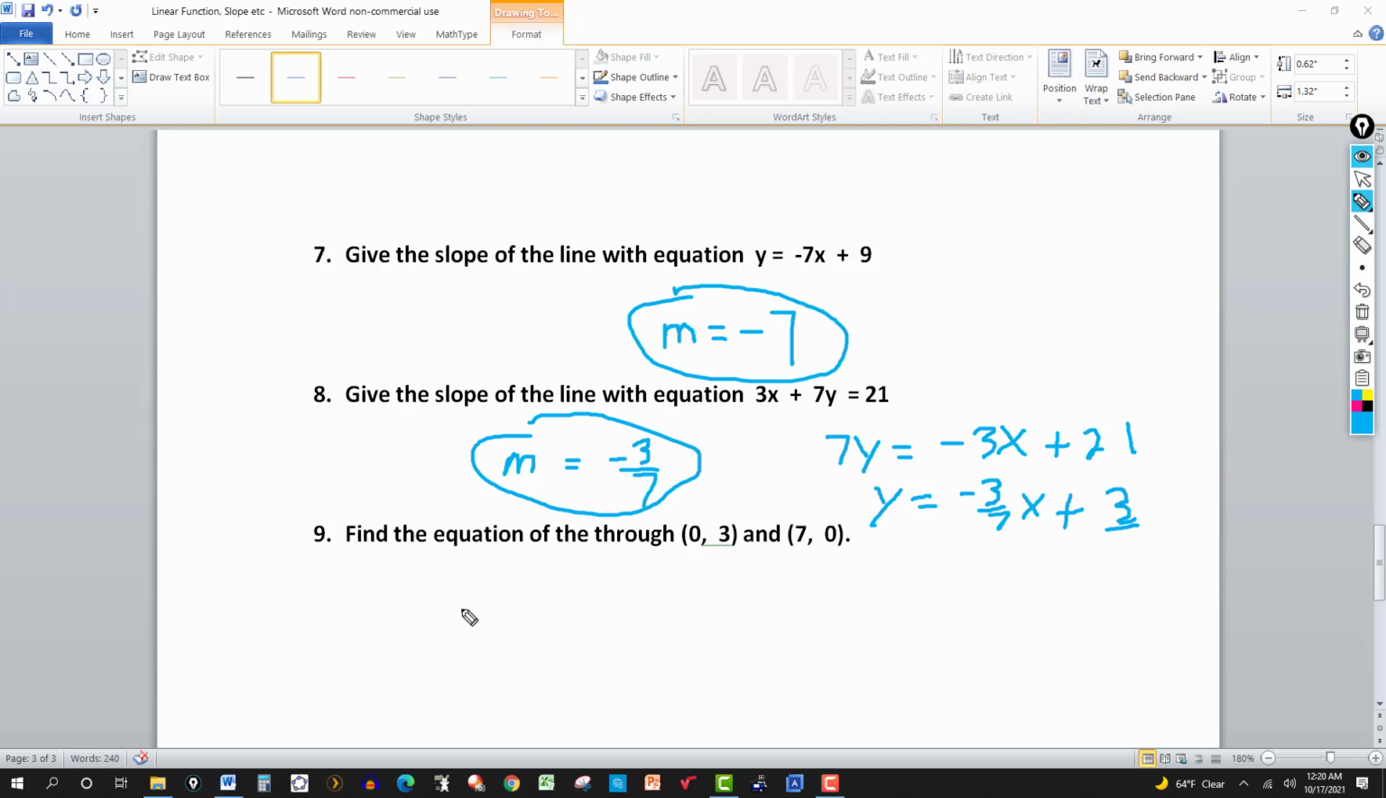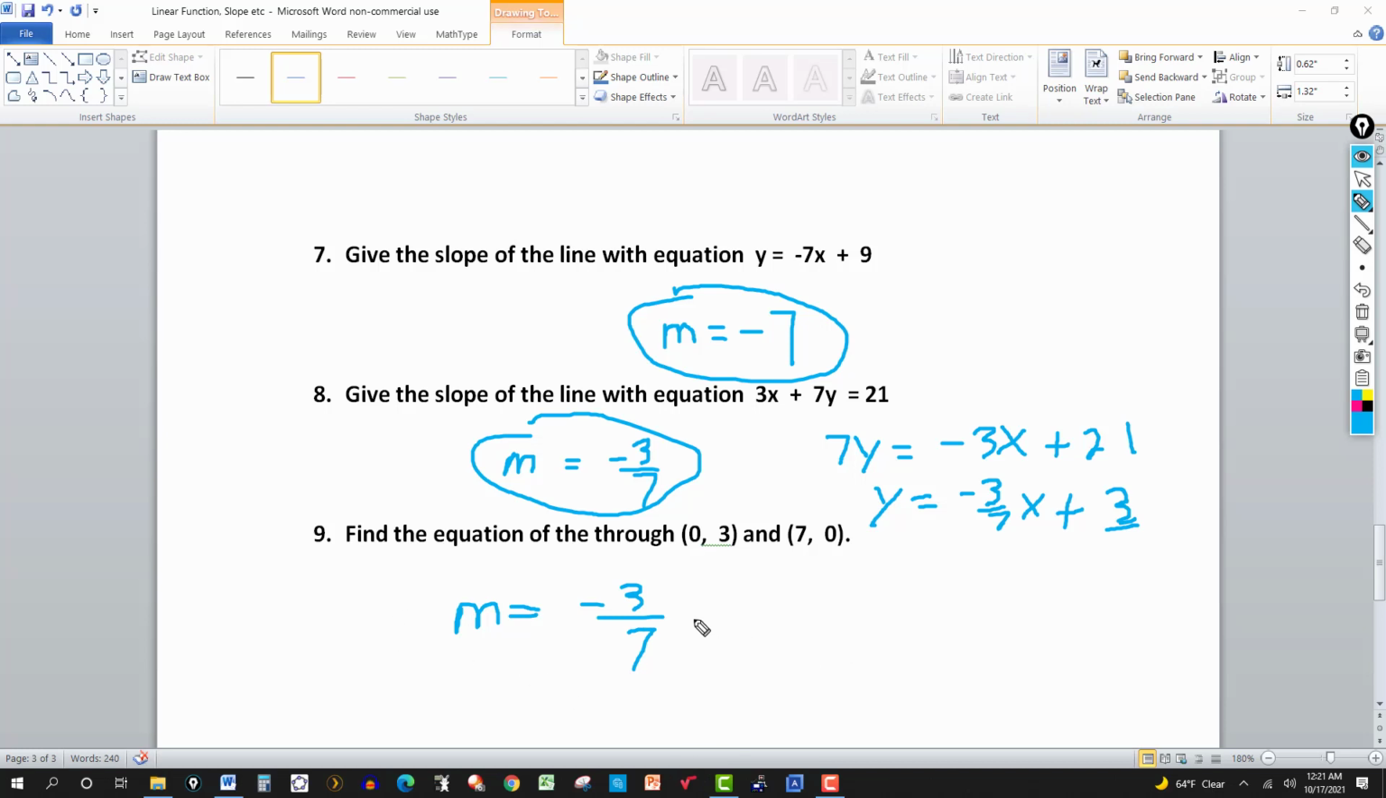Well, we have 2 points. So you know a point and the slope. They don't give us the slope, but because they give us 2 points, we can find the slope. So in this case, go ahead and subtract the y's. Let's do it this way. 0 minus 3 is a -3. And then in the bottom, subtract the x's, same order, 7 minus 0 is 7. So now we have that.